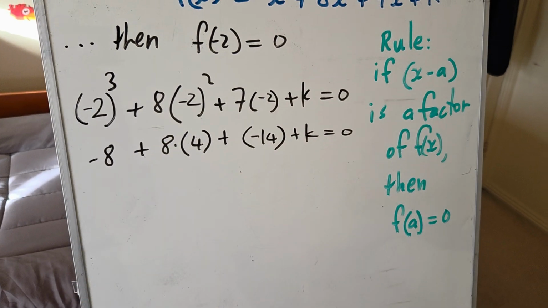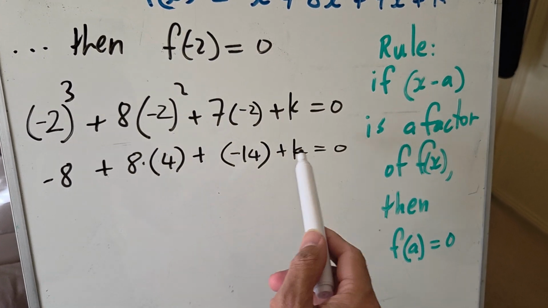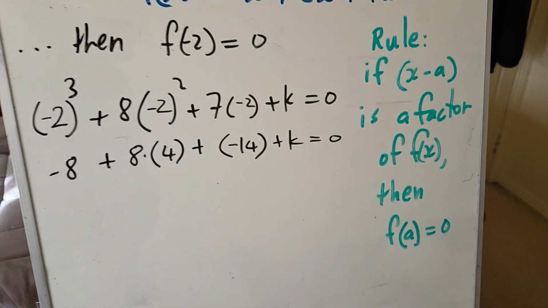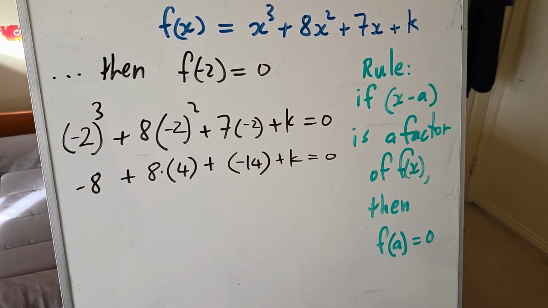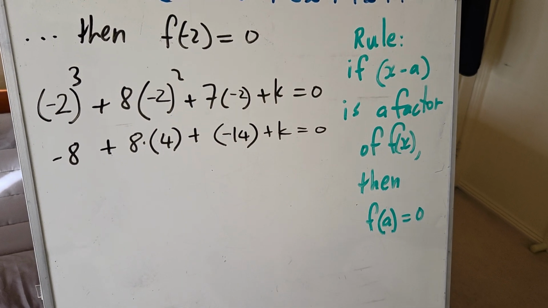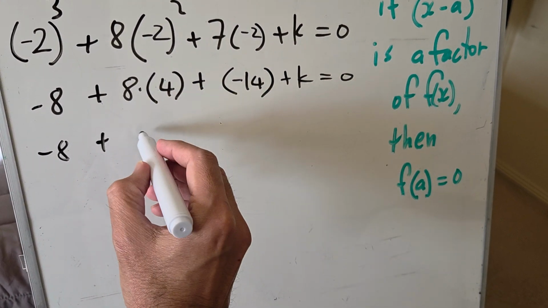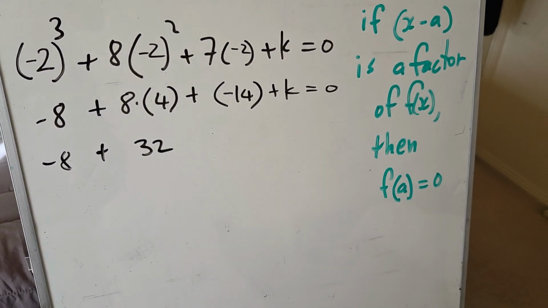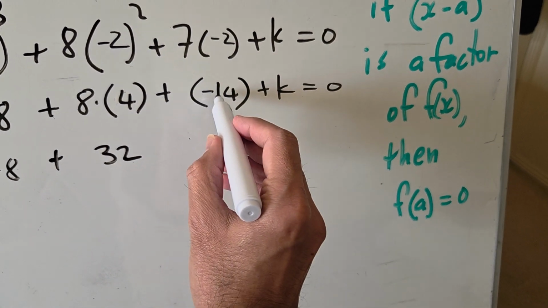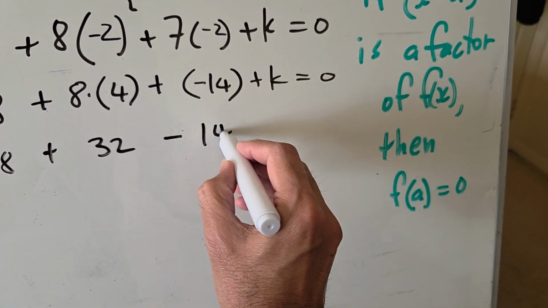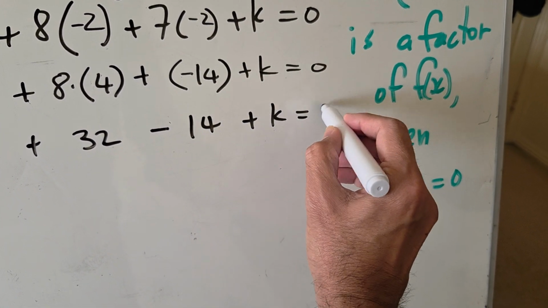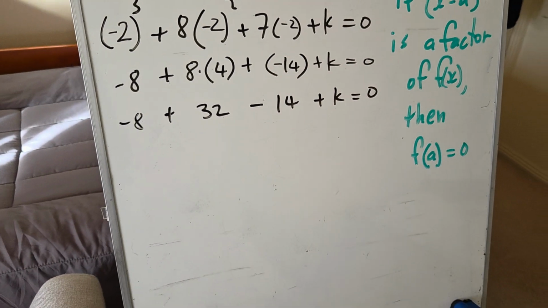So you follow step by step. Very important to go one beneath another. The equal sign should be in a straight line. Working out has to be neat, then you won't go wrong. So the next line, negative 8 plus 8 times 4 is equal to 32. A plus and a minus becomes minus, so that's minus 14 plus k is equal to 0.